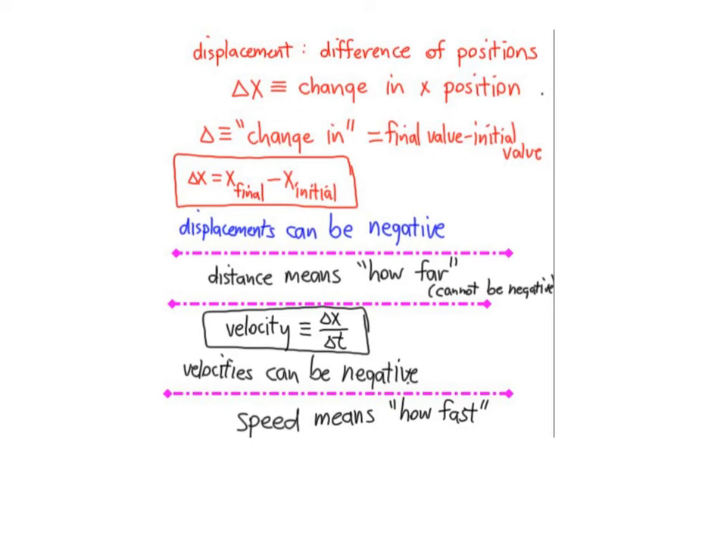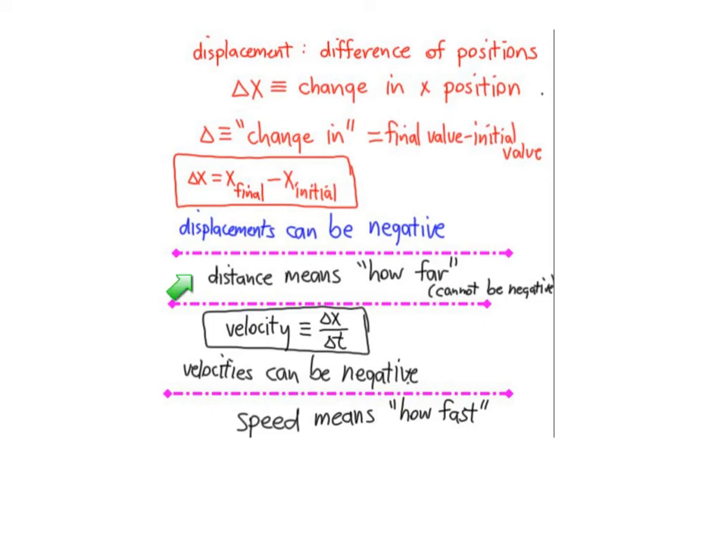The rise quantity, this change in position, is also known as the displacement. And again, this triangle symbol literally means change in. And to calculate delta x, we would be finding the final value of x minus the initial value of x.